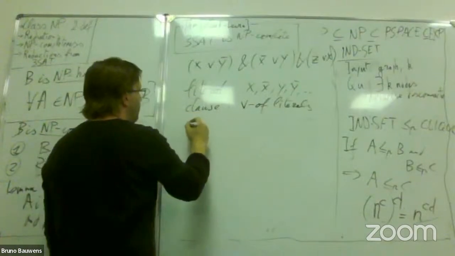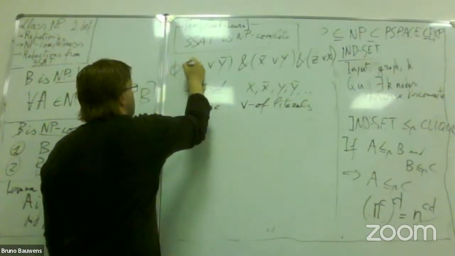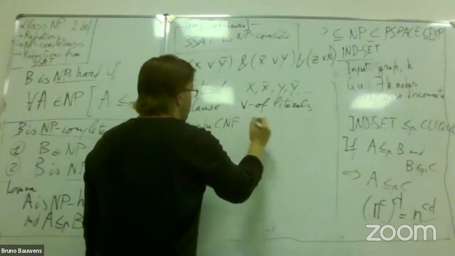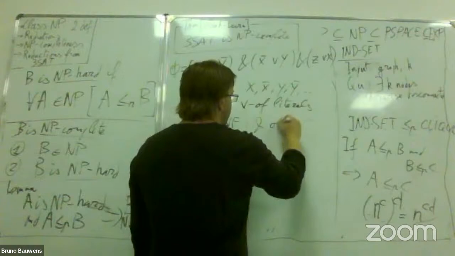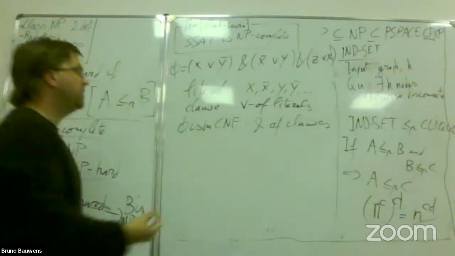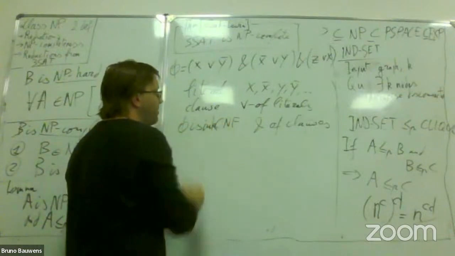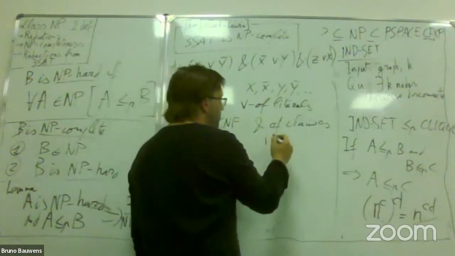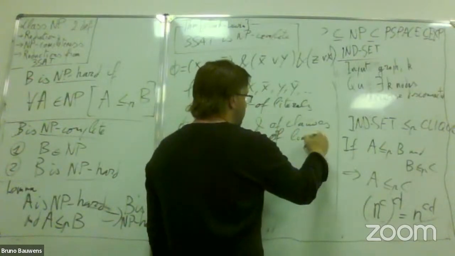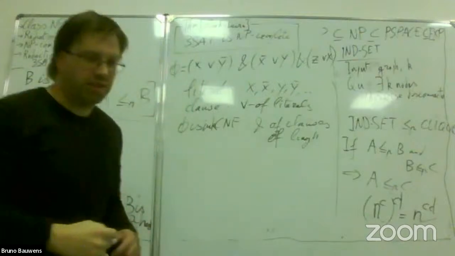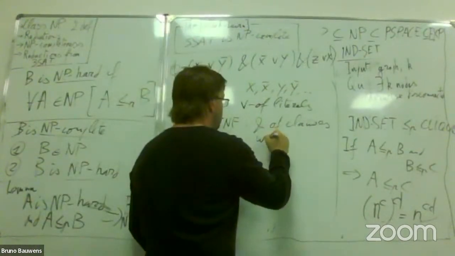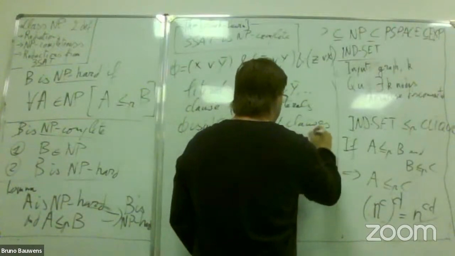Then formula phi is in CNF if it is an AND of clauses. Then we say that phi is in k-CNF if the length of the clauses is at most k. So the clauses have at most k literals.